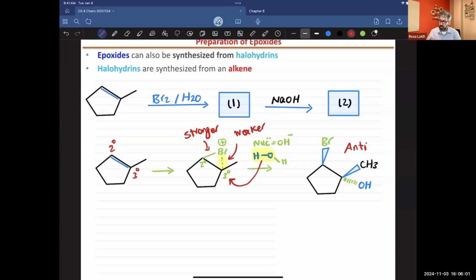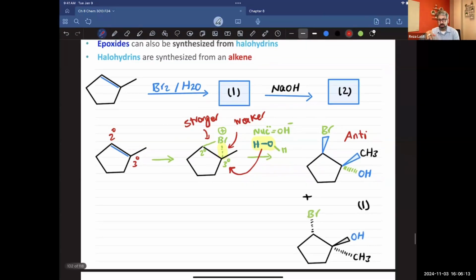They will be in anti position. Now, this is one of the products. For the second product, you can put the bromonium at the bottom of the molecule and then add the OH from the top, so you get an enantiomer of it. The OH will be on the top, and the bromide will be at the bottom of the molecule. Again, the relationship between them is anti position.